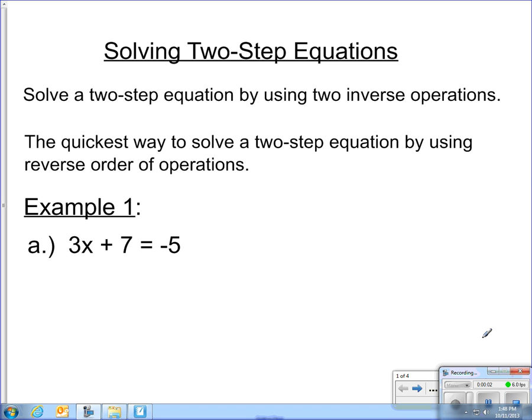Okay, guys, here's our lesson today on solving two-step equations. This is our new unit. So here we go. We're going to solve two-step equations.